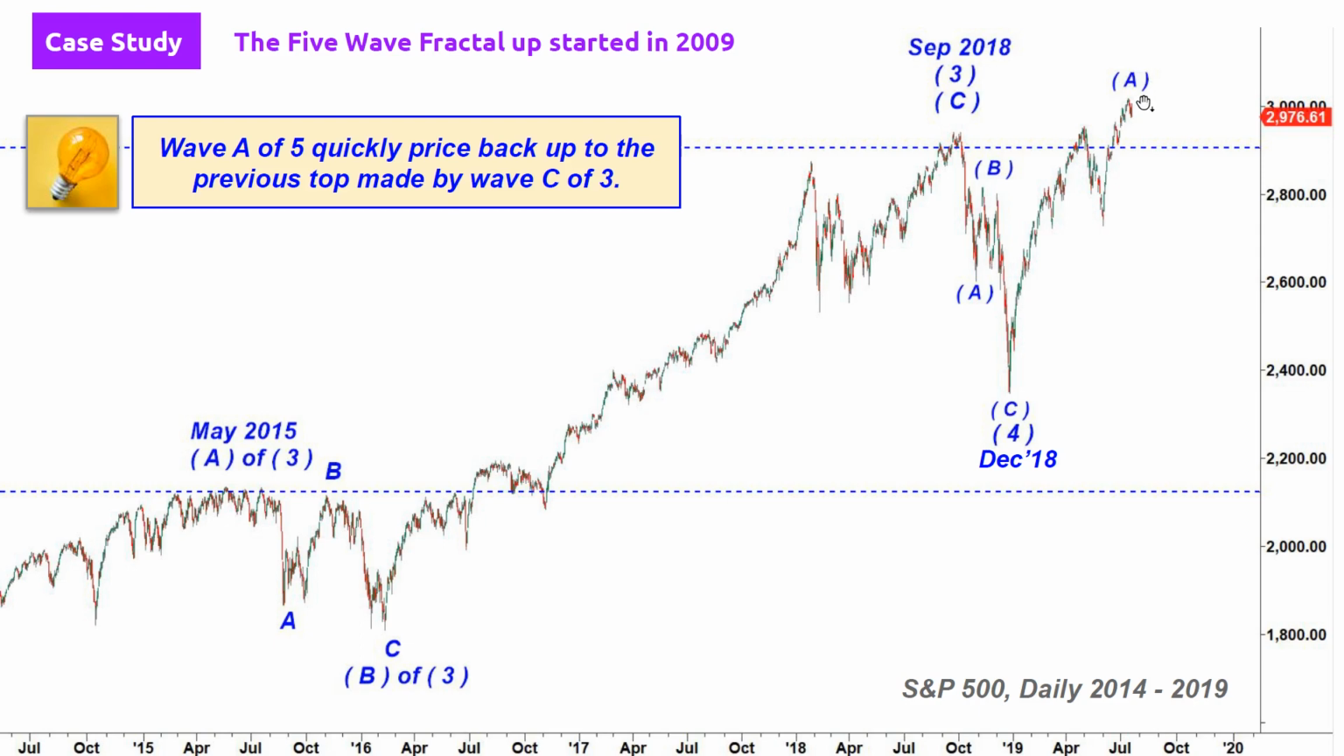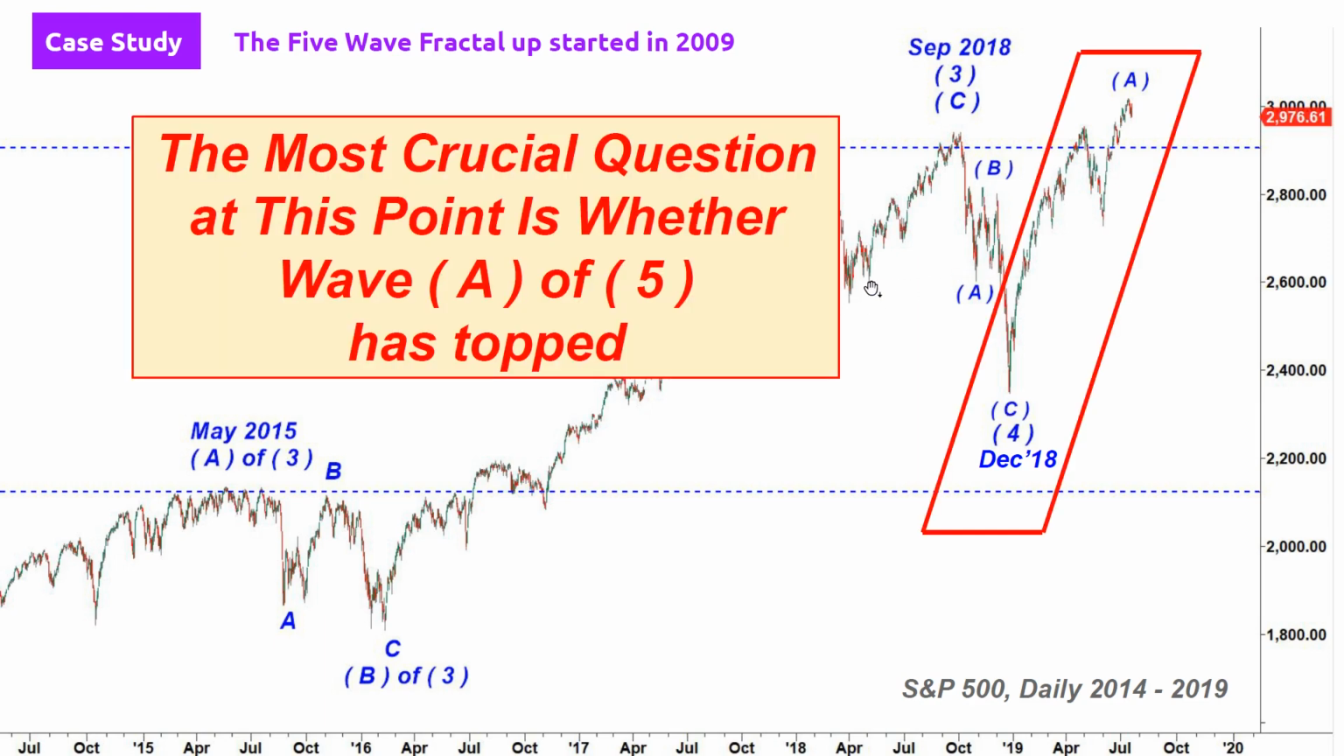If it topped, then we should expect a bigger pullback, which can go all the way down to 2600, something like that, just to retest those several lows. So this is the most crucial question: whether we should stay bullish or we should finally expect a bigger pullback, because a bigger pullback would mean that the market would correct that whole rally that started in December 2018.